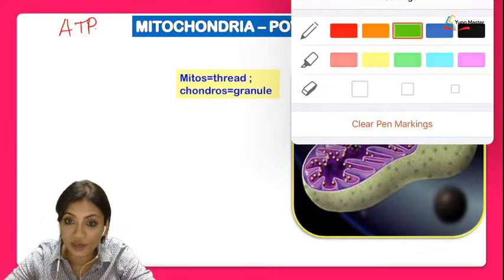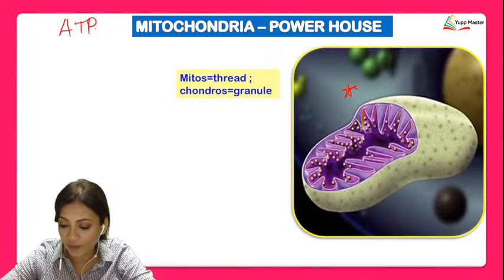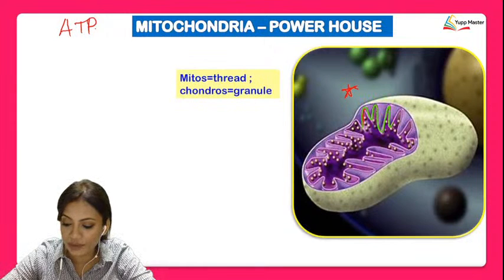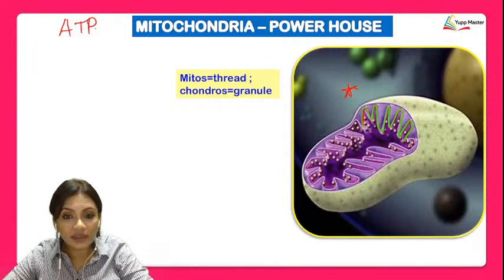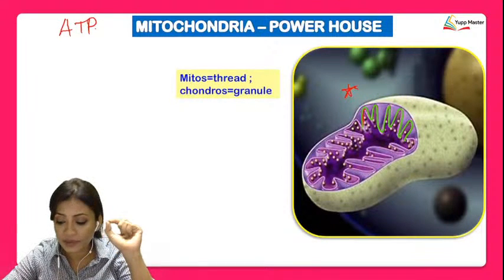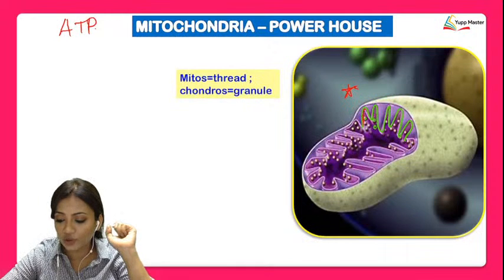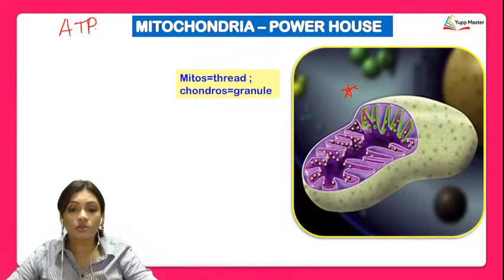I'll color it in green, more visible. So these are the thread-like substances here. This is the thread-like part, that's why it's called mitos. And then you have those small granular substances. Those granules are why we have the word chondros, and because both of these are present, we're going to call this structure the mitochondria.